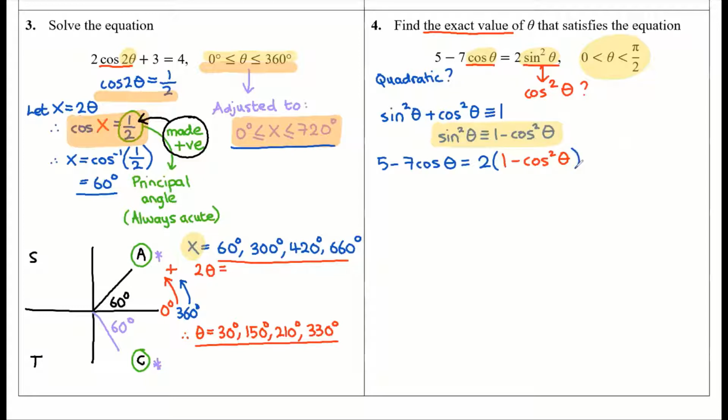Okay, that will get you method marks on the exam. Let's simplify, rearrange, collect like terms. Okay, so we'll expand the bracket first. So 5 subtract 7 cos theta is equal to 2 subtract 2 cos squared theta. Okay, let's get the cos squareds on the left by adding 2 cos squared theta to both sides.